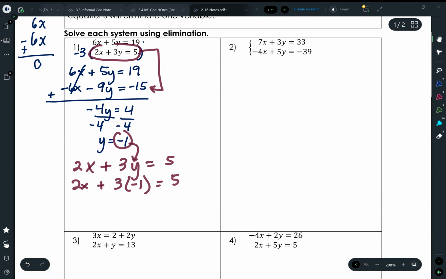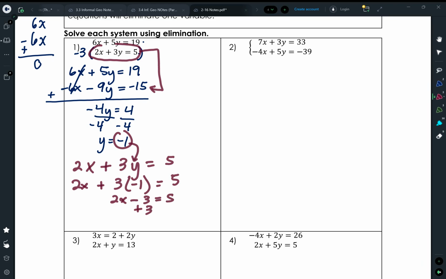So 2x plus negative 3, or 2x minus 3 is 5. We're going to add 3 on both sides. And then we're going to divide by 2, and so x is equal to 4. I ran out of space for that one. So I need to make sure I'm writing these as an ordered pair. Ordered pairs are x comma y, 4 comma negative 1.